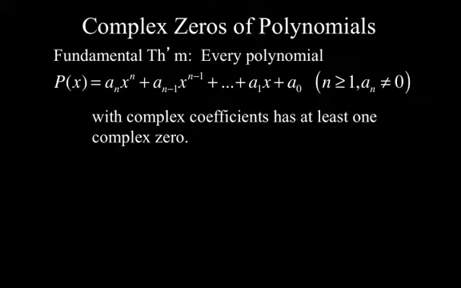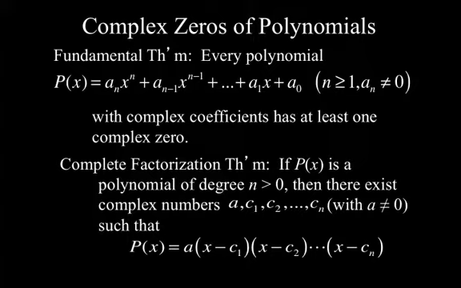Every polynomial, p of x, and again we've seen this form before. This is just standard form of any polynomial where n is greater than or equal to 1. That's the degree of the polynomial, and then the leading coefficient is not 0. So every polynomial of that form with complex coefficients has at least one complex zero.